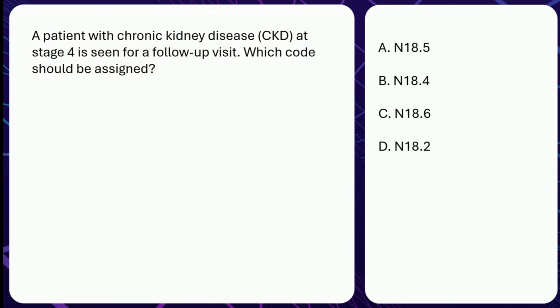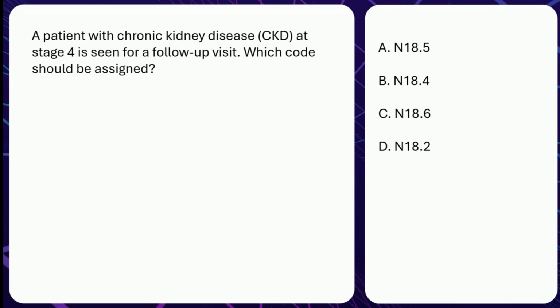Moving on to our next question, a patient with chronic kidney disease at stage 4 for follow-up, what code should be assigned? So we need to look for our key term. What's the key term here? Is it going to be chronic? Is it going to be kidney? Or is it going to be disease? If we were to look up kidney, it would probably tell us to see condition. So what's the condition of the kidney? It's diseased. So that's the term we want to go to. We want to go to our D for disease.